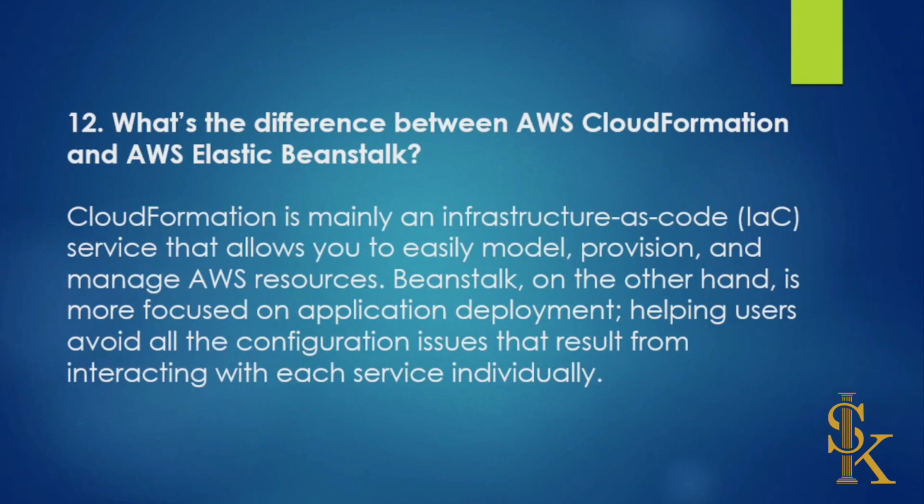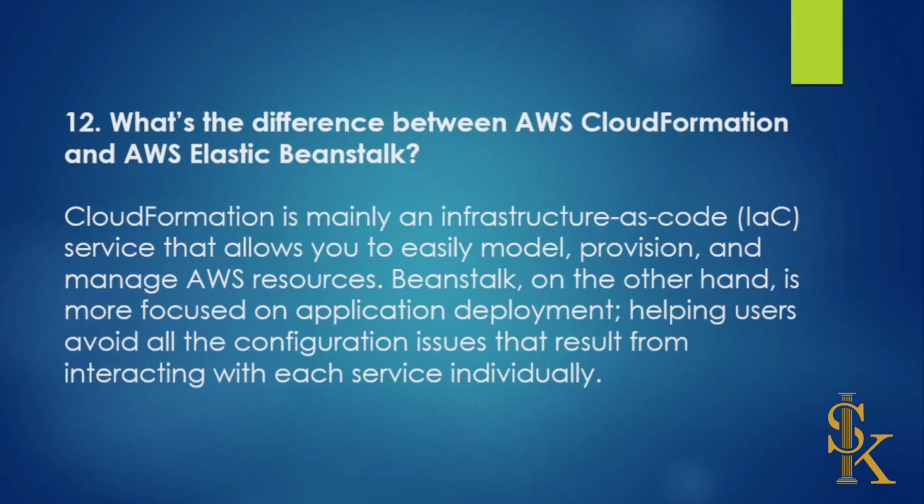12. What's the difference between AWS CloudFormation and AWS Elastic Beanstalk? CloudFormation is mainly an infrastructure as code, IAC, service that allows you to easily model, provision, and manage AWS resources. Beanstalk, on the other hand, is more focused on application deployment, helping users avoid all the configuration issues that result from interacting with each service individually.